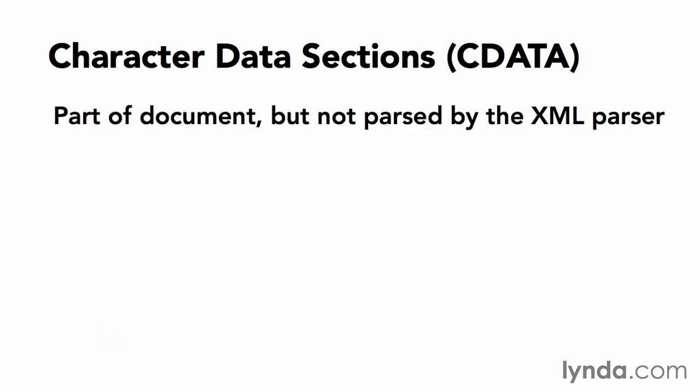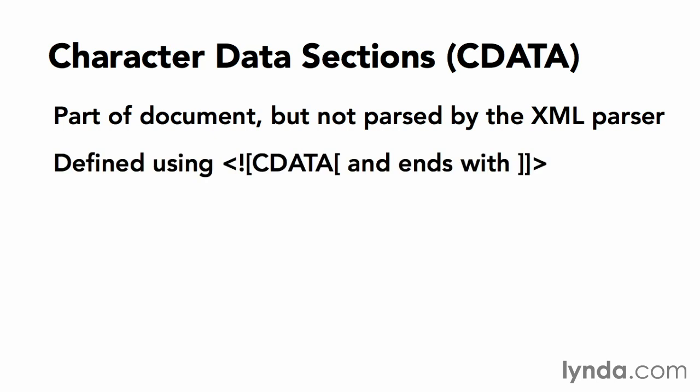They're part of the document, but the contents of CDATA sections are not parsed by the XML parser, and this is important. When the parser comes across a CDATA section, it simply skips the content. It doesn't try to figure out what kinds of entities might be in there or other kinds of special XML content. It just skips over the entire section.